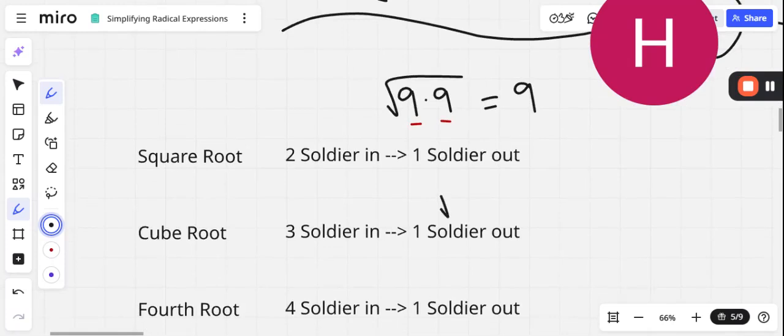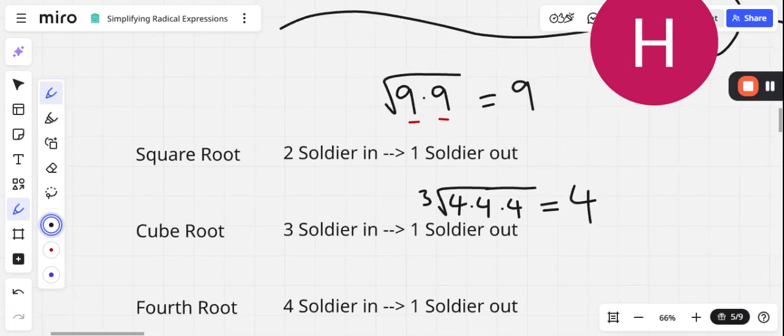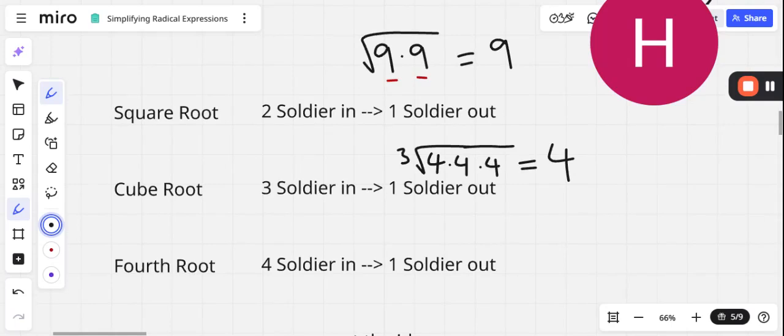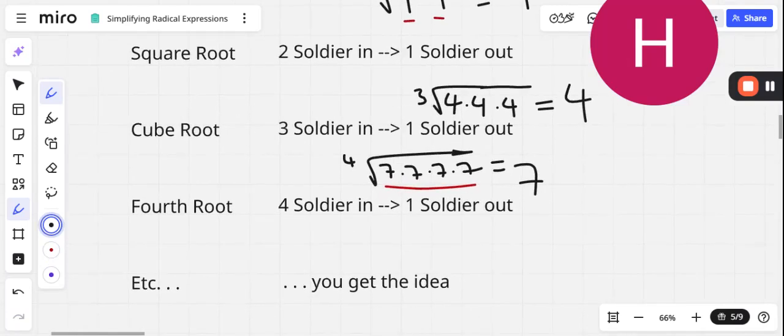And let's extend that idea to a cube root now. So a cube root is 3 soldiers in, and you're going to see a 3 on this index. So if we had something like the cube root of 4 times 4 times 4, 3 soldiers go in, only 1 soldier comes out. Every time, only 1 soldier comes out. With a fourth root, we would have 4 identical soldiers, like maybe 7 times 7 times 7 times 7. Bonus challenge if you know what that is equal to, right? I know that that's 2,401. It's kind of easy for someone like me, but out of all of these 4 soldiers who battle it out inside of the fourth root, only one of them is going to come out.